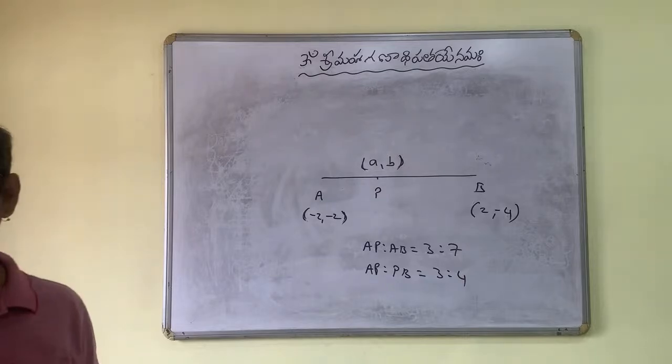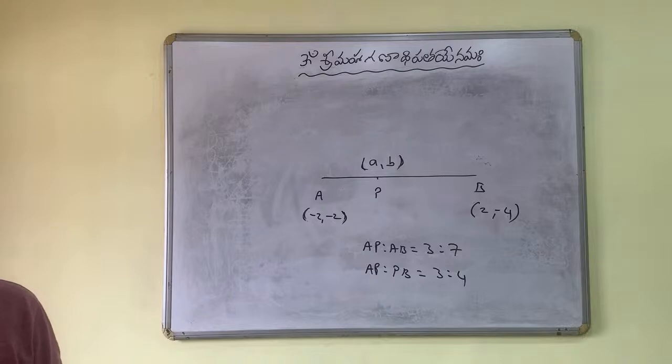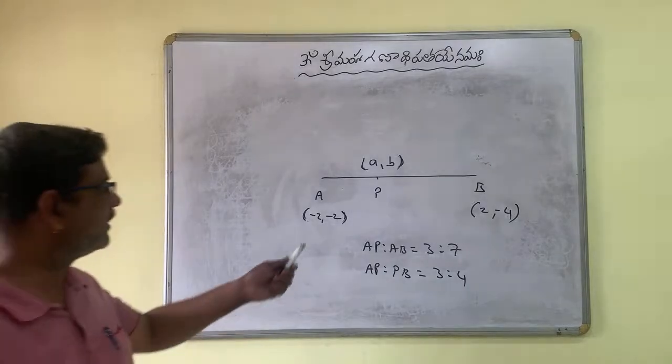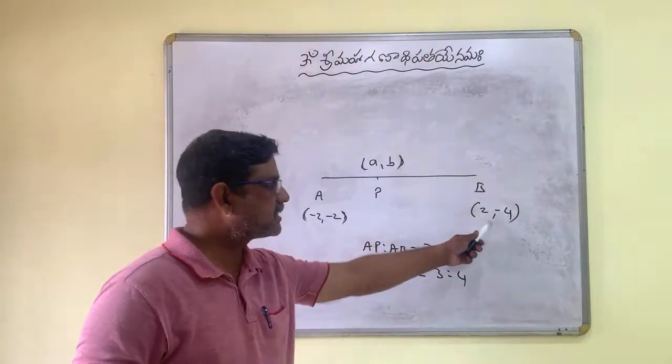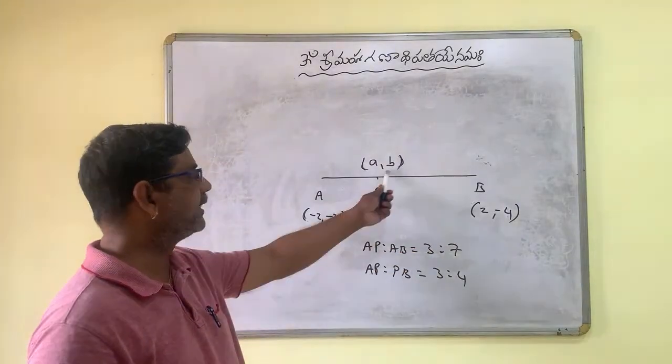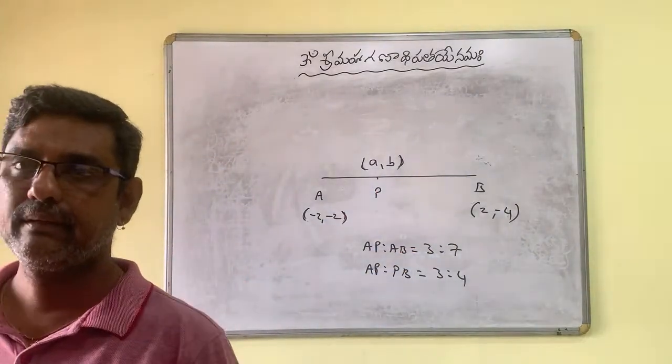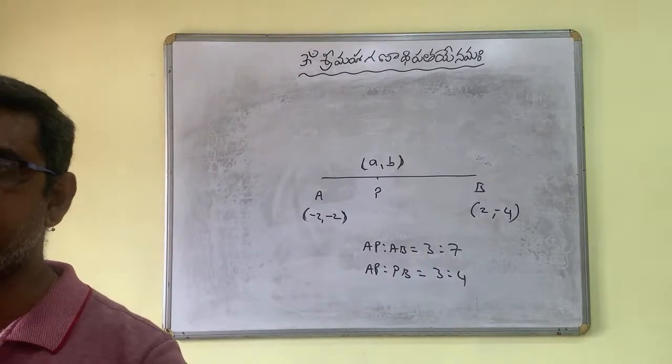Now, after changing the ratio, the problem becomes a basic problem. We know the coordinates of A, coordinates of B and the ratio. We need to find out the coordinates of P. Do it fast.